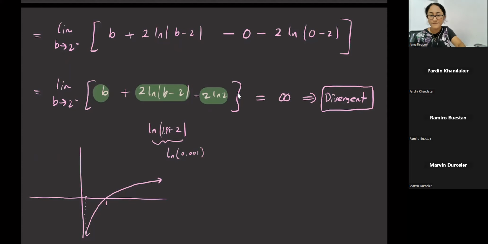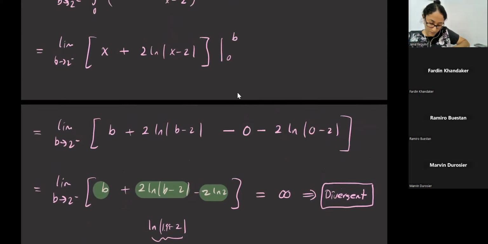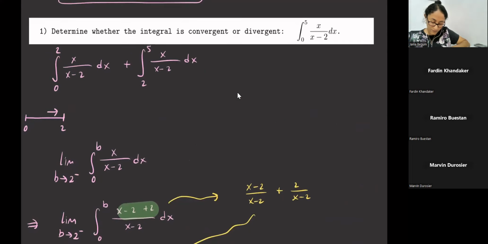Ramiro, go ahead. What happened to the other part? You know how you split it up, like the second step when you split it up from 0 to 2 and 2 to 5. So I didn't work on this one. I only worked on the first piece, thinking it will diverge so that I don't have to waste time on the other one. Because this piece diverges, it doesn't matter if the other piece converges, it's going to diverge with the other one. So because of that, we can say this whole thing is going to diverge.